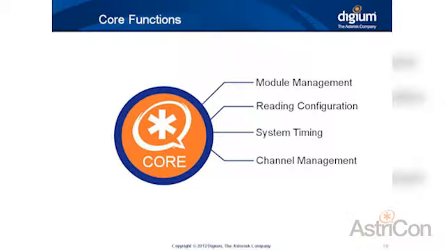So this is the core. Like I said, Asterisk has a pretty simple core. The core handles the module management. It handles the reading into the configuration, the system timing, channel management, and not much else, right? Very simple core. The power and the functionality of Asterisk are added in a modular fashion. Like I said, that's one of the ways that makes Asterisk easy to rapidly put in new features and to be able to add new components.